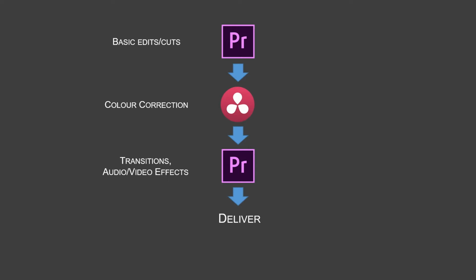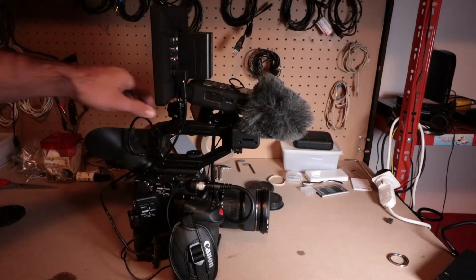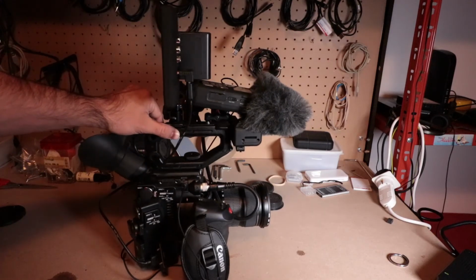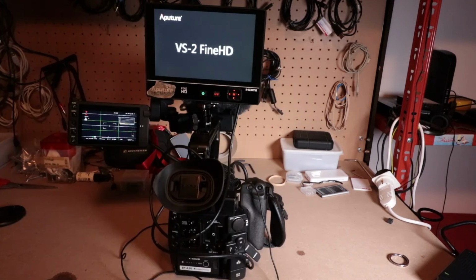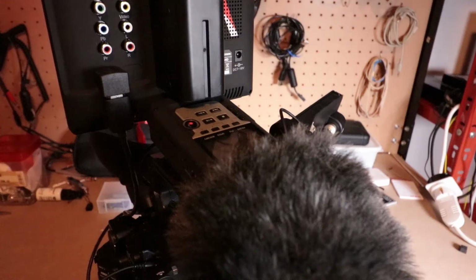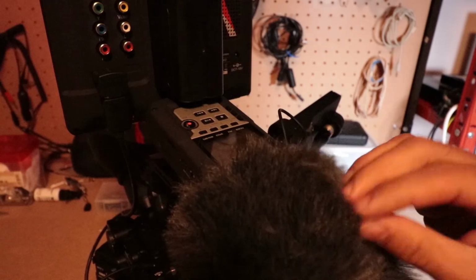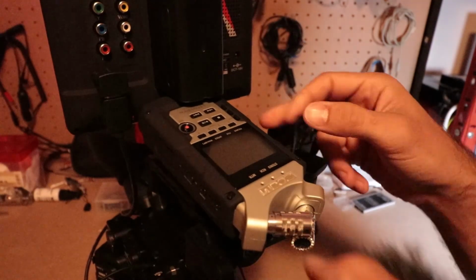Actually, everything could be done in DaVinci Resolve, but normally people prefer to do some video effects in After Effects and audio correction with Audition. Let's see how this relates to the new Canon C200. Here I have a C200 connected to an Aputure monitor and a Zoom H4n for stereo audio recording.